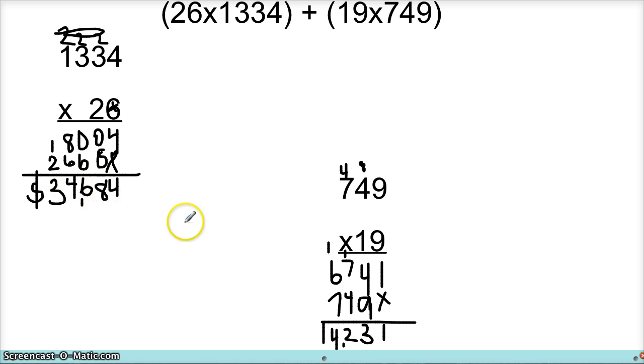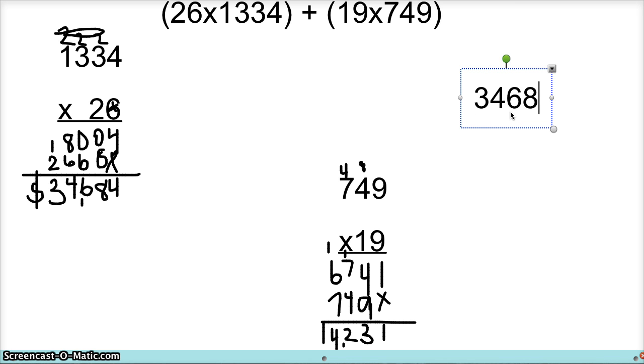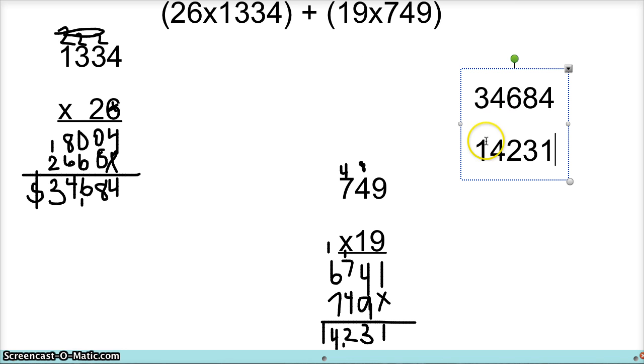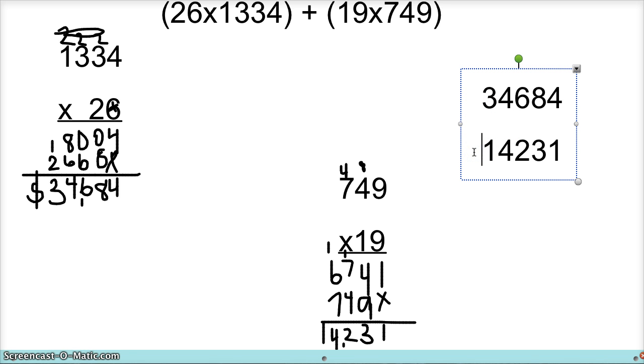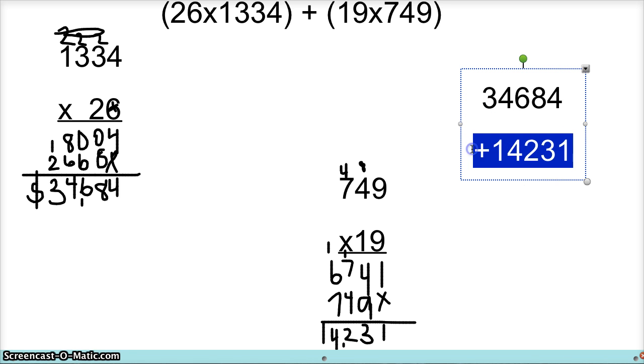Now I have two answers. I have this $34,000 for treadmills, this $14,000 for stationary bikes. Now what I need to do is add those two numbers together. So I'm going to write 34,684 plus 14,231. Put my plus sign in there. And then I can add them up.